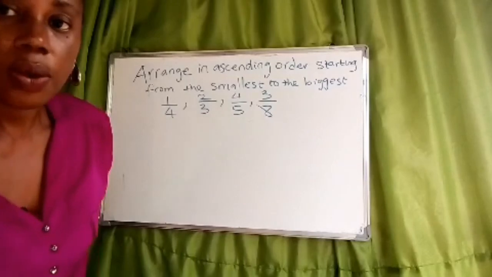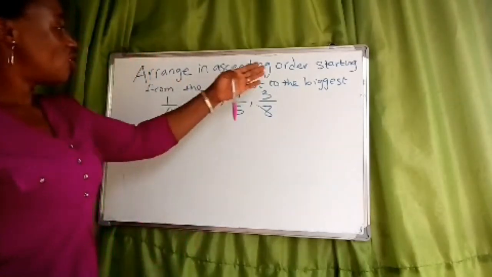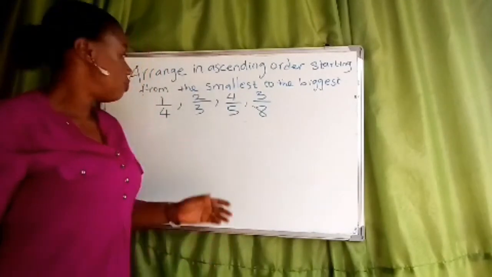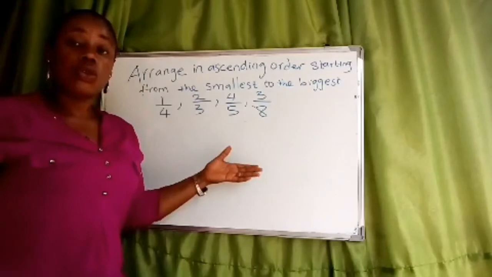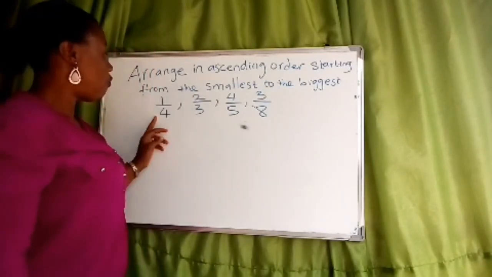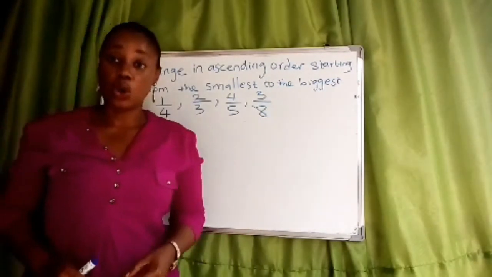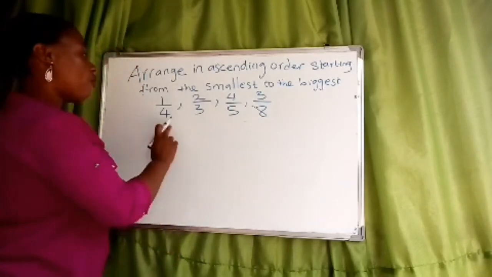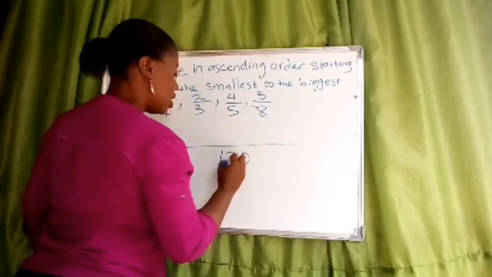Okay, we are to arrange these fractions from the smallest to the biggest. How do we do that? We will arrange these fractions from the smallest to the largest using the LCM method. To use the LCM method to do this work, you find the LCM of 4, 3, 5, and 8. There's a link in the description box below on how to find LCM. So the LCM of 4, 3, 5, and 8 is 120.